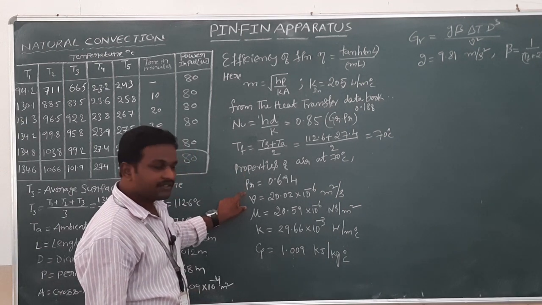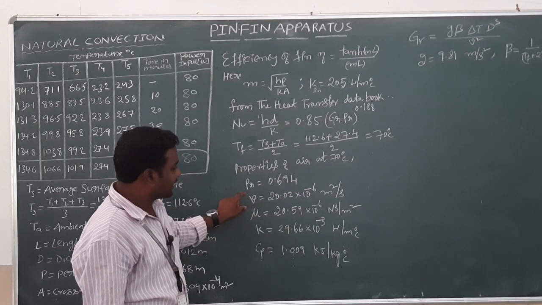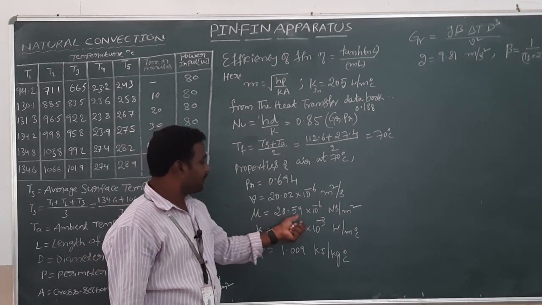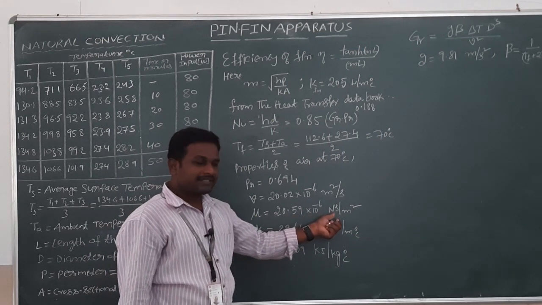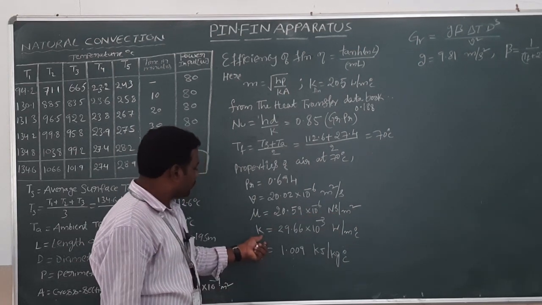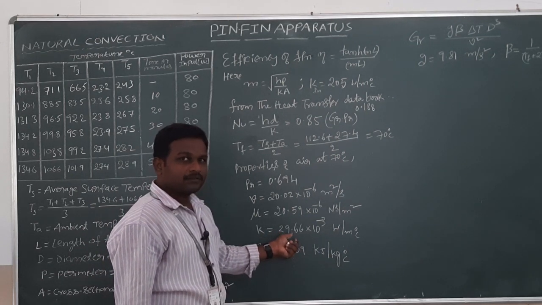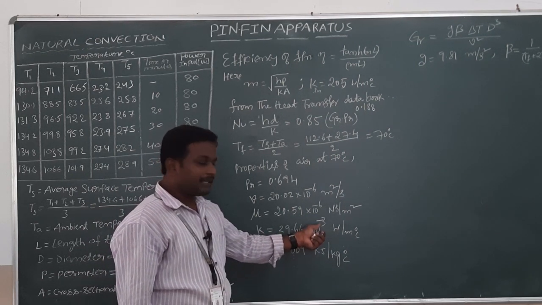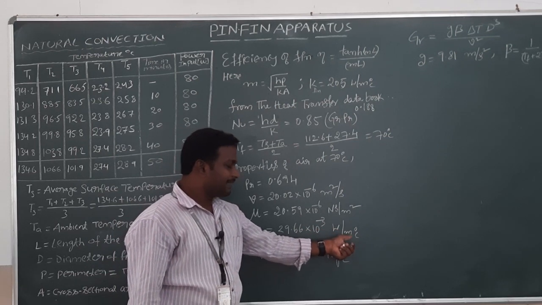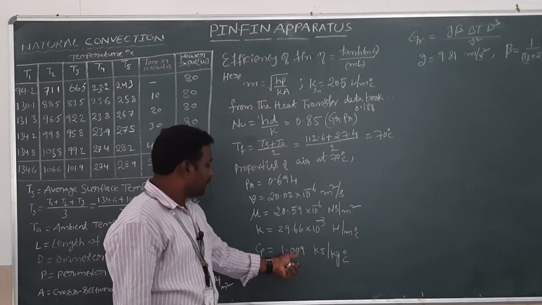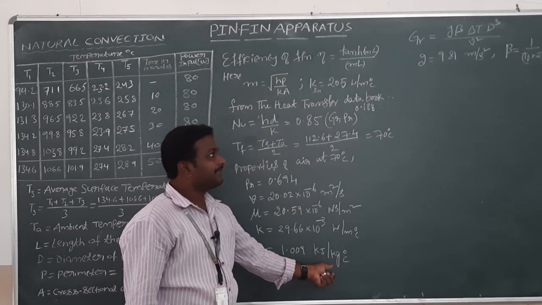Kinematic viscosity is 20.02 into 10 power minus 6 meter square per second. Dynamic viscosity is 20.59 into 10 power minus 6 Newton second per meter square. Thermal conductivity of the air is 29.66 into 10 to the power of minus 3 watt per meter degree centigrade, and specific heat equal to 1.009 kilojoule per kg degree centigrade.